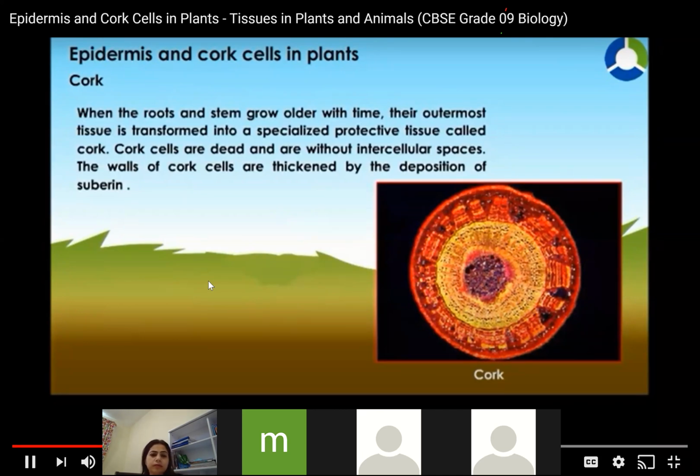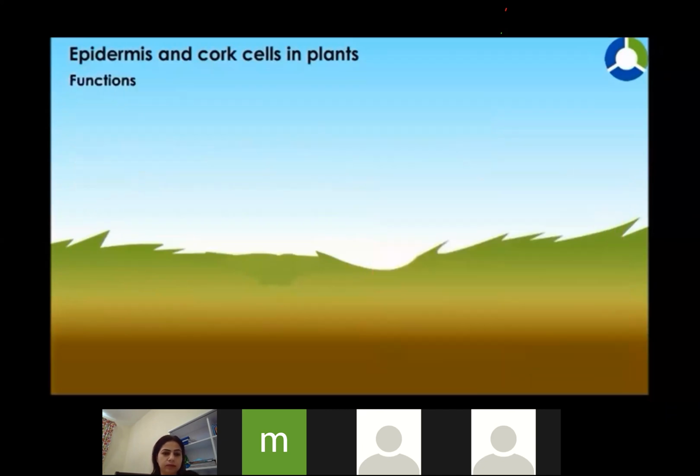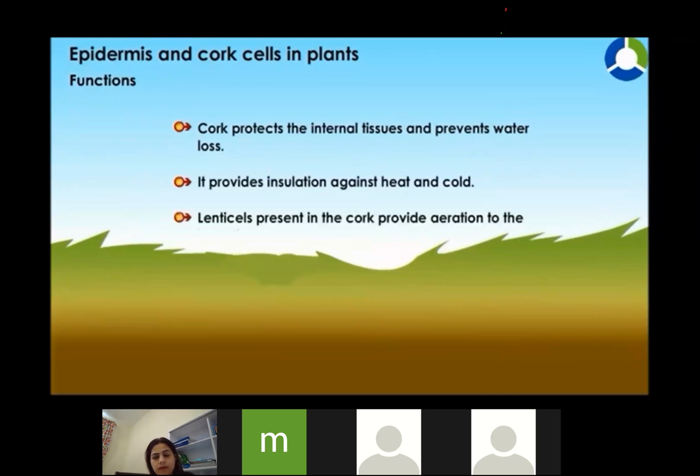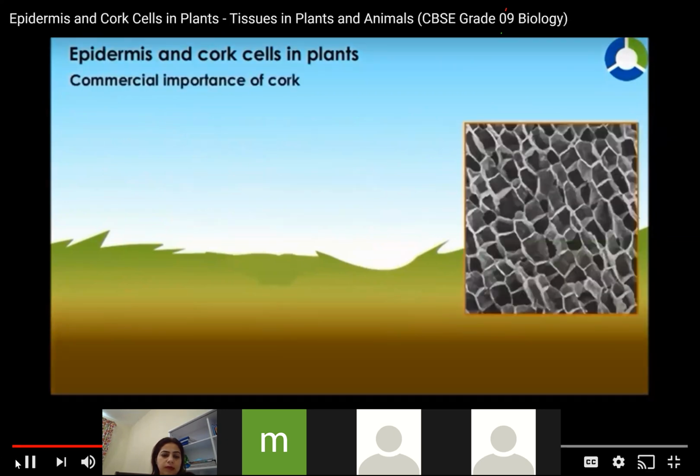Cork cells are dead and are without intercellular spaces. The walls of the cork cells are thickened by the deposition of suberin. Functions. Cork protects the internal tissues and prevents water loss. It provides insulation against heat and cold. Lenticels present in the cork provide aeration to the inner tissues. Commercial importance of cork.